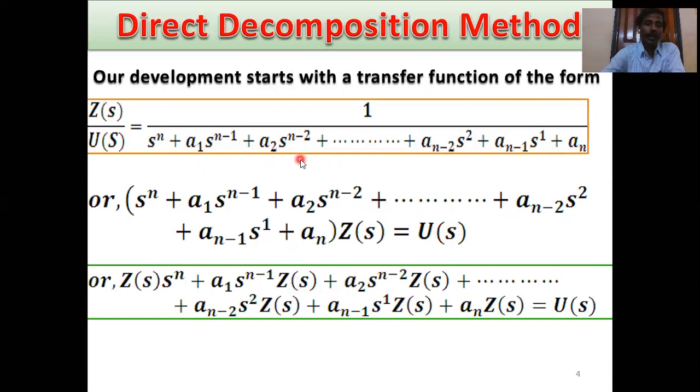Then s to the power n into Z(s). This is the first term. A1 s to the power n minus 1 into Z(s). Similarly, this is the second term. This is the third term: a2 s to the power n minus 2 into Z(s), and so on, up to an into Z(s). This is the last term. And on the right-hand side is the reference input U(s).